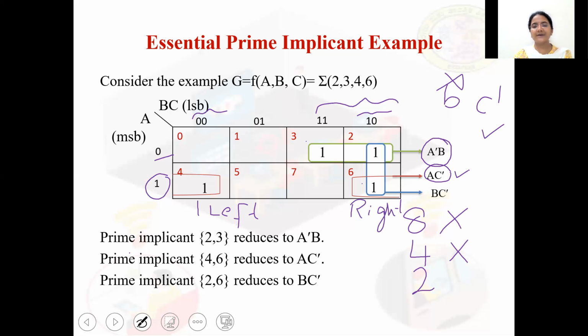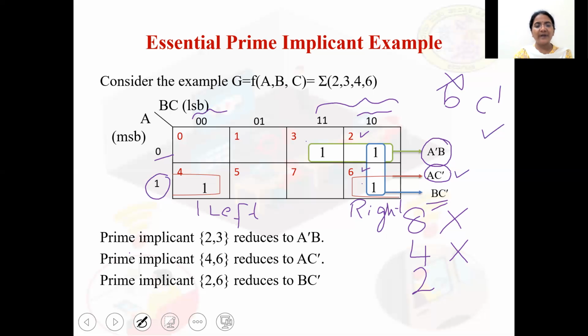After grouping 4 and 6, another group is possible by considering the minterms 2 and 6. How to write a prime implicant? We have to make all the larger groups possible. So we are considering these minterms 2 and 6 to group, and we will get B C bar as a product term.